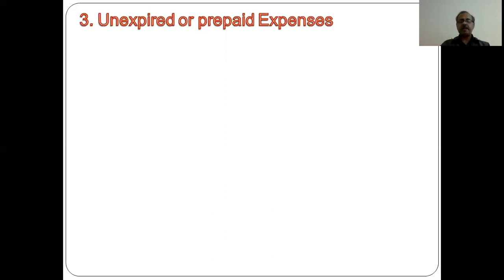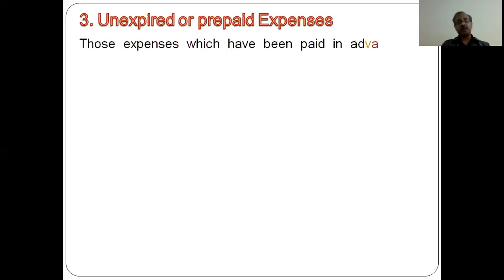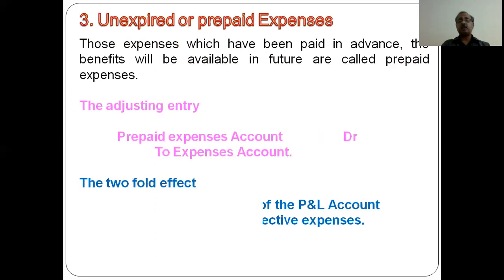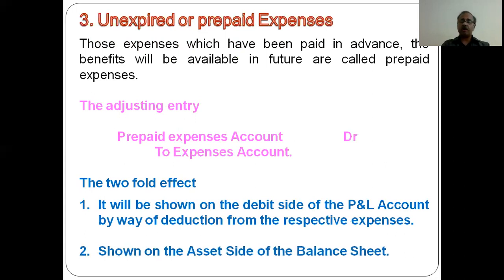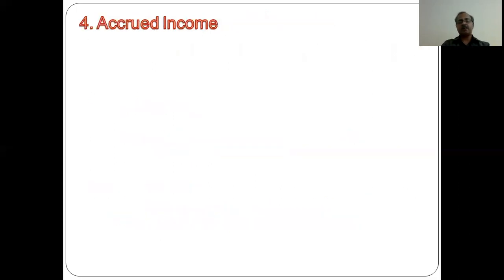So the adjustment entry for outstanding expenses is expenses account debit to outstanding expenses account. And the twofold effect is that outstanding expenses will be showing on the debit side of the income statement, because all expenses will be showing on the debit side of the income statement only, either on the debit side of the trading account or the P&L account. Outstanding expenses will be added along with the respective expenses on the debit side of the income statement. And expense already incurred but not paid is a liability. Still the company is required to pay. So that is why it is showing on the liability side of the balance sheet.